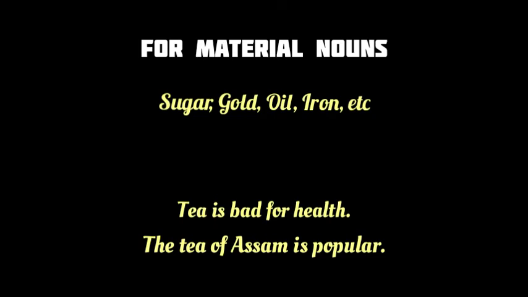However, if we are talking about a specific variety of a material noun, we use the before it. For example, we generally say tea is bad for health, but we also say the tea of Assam is very popular. As you know, tea is a material noun before which the definite article the should not be used. But here we are talking about the tea of Assam, a particular type of tea, the tea that grows in Assam. So here we have used the before it.